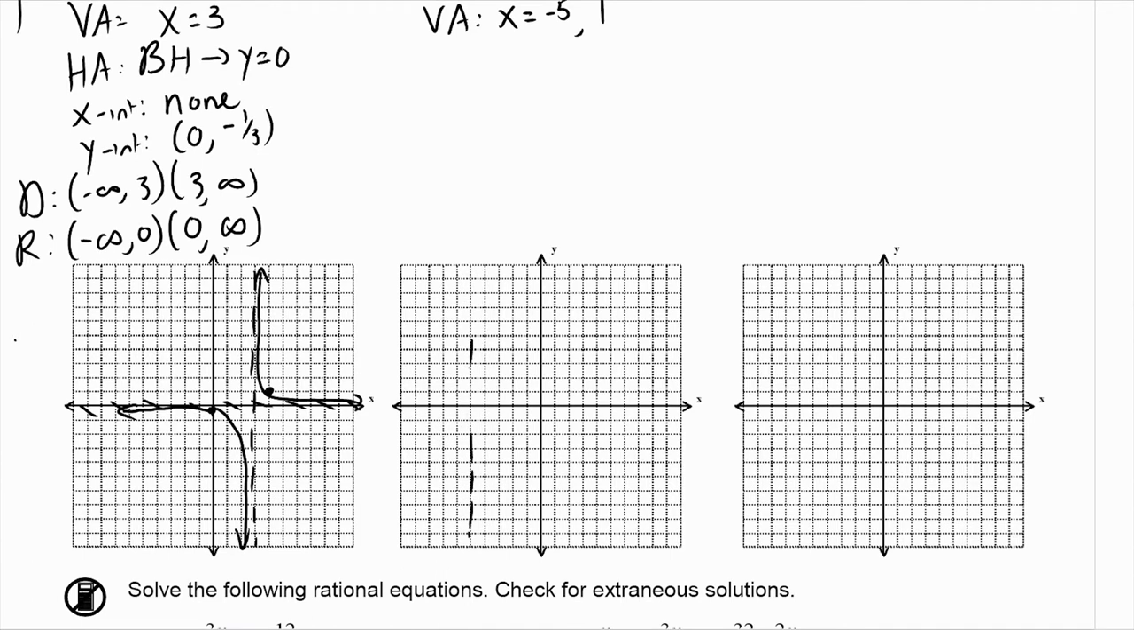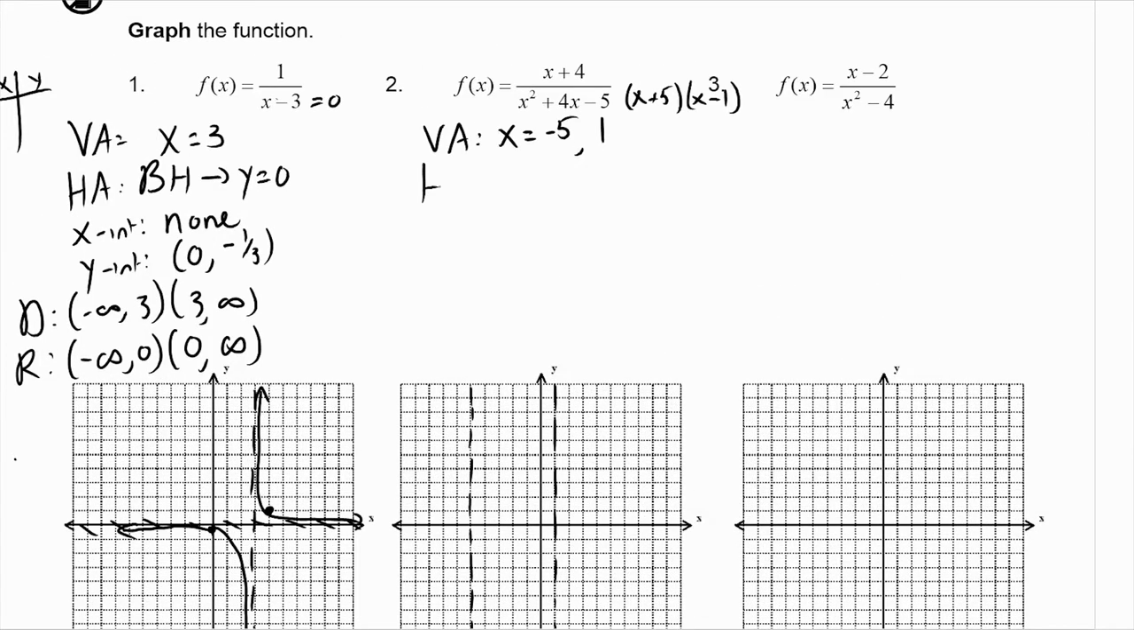I end up having that vertical line, and also at 1. Okay, horizontal asymptote. Since this is still also bottom heavy because this x squared is on the bottom, I'm going to say y is equal to 0 because, yet again, it is bottom heavy.